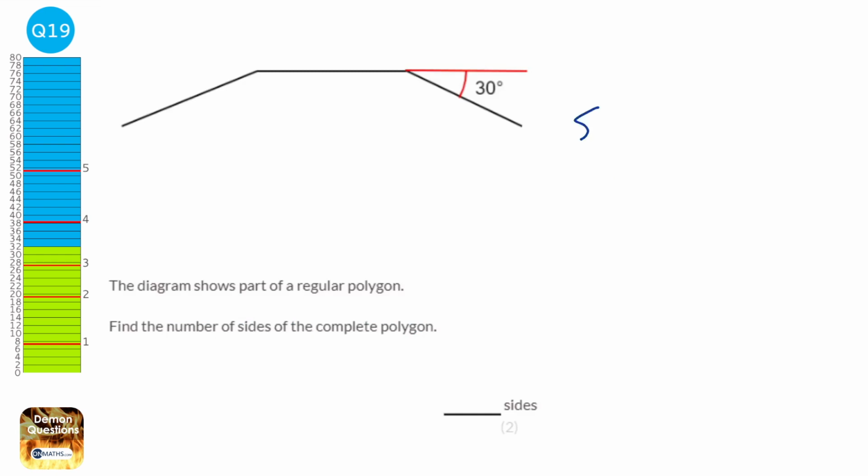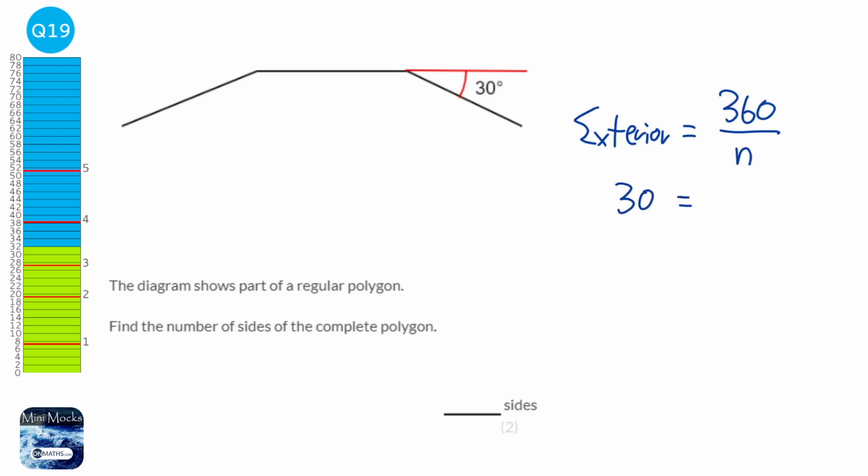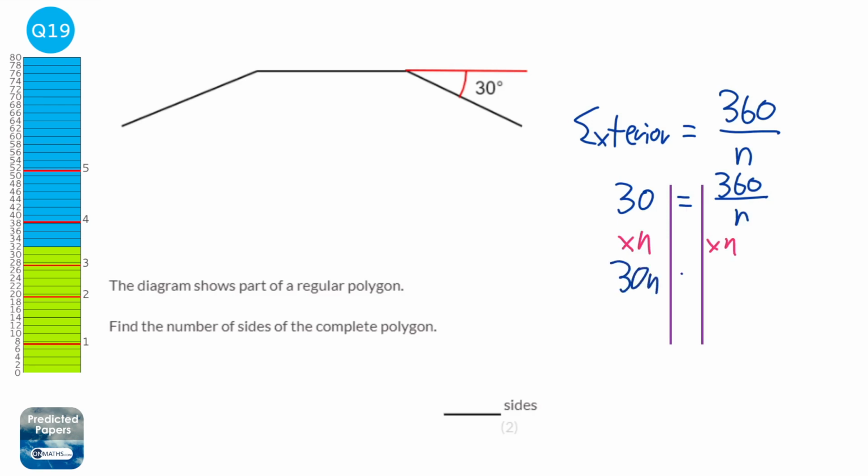The formula for an exterior angle for a regular polygon is 360 divided by the amount of sides. Now here we're given the fact that the exterior angle is 30. And we're looking for n, so we just need to rearrange the equation. We can times both sides by n. And then divide both sides by 30. And so we've got n equals 360 divided by 30. And when you do 360 divided by 30, we get the answer of 12. So it's a 12-sided shape.